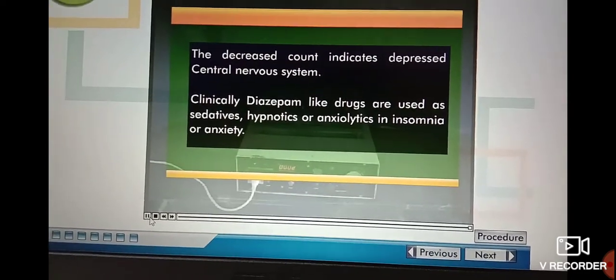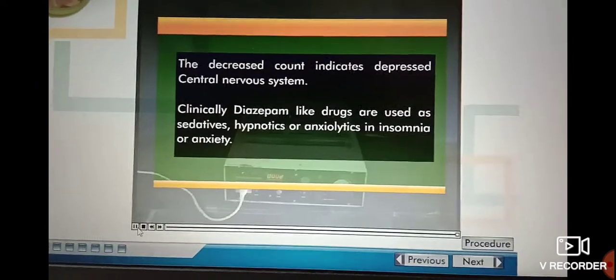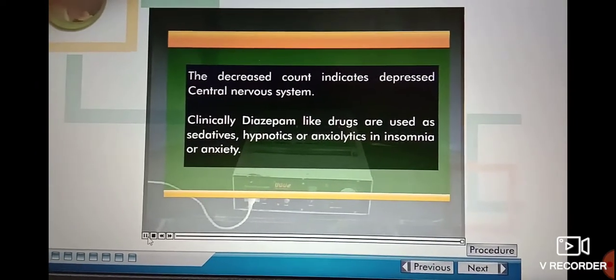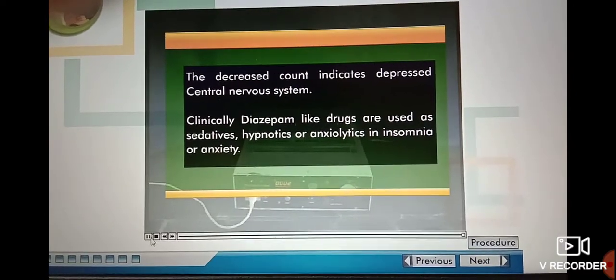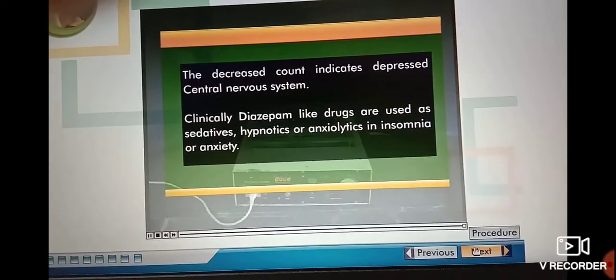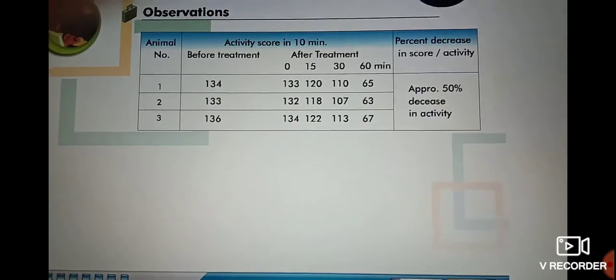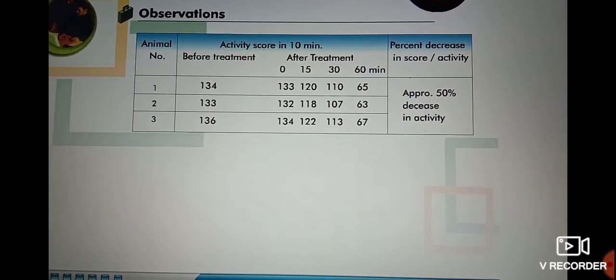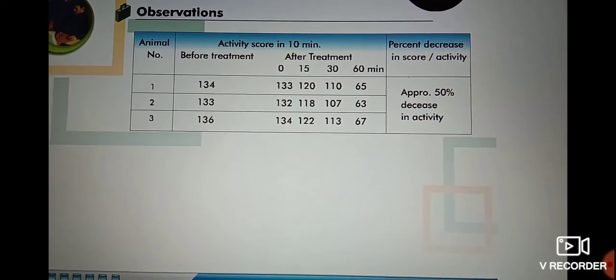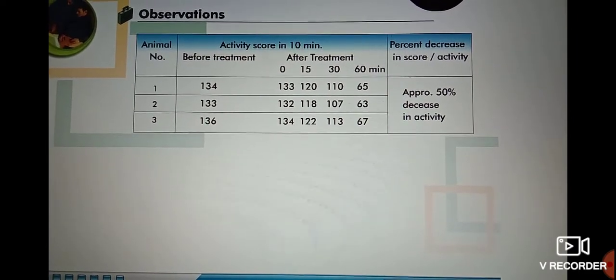So I think you have understood this procedure. By using the actophotometer, we can easily study the effect of the sedative hypnotic drug on the mice. So this is the observation table. We will use three mice. Before treatment, we will check the activity score in 10 minutes.